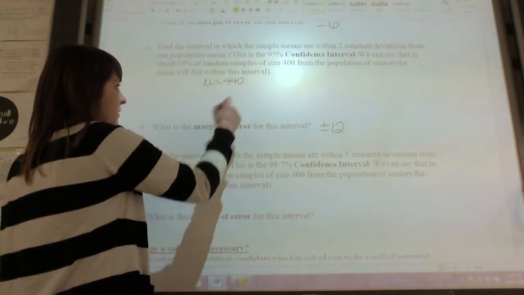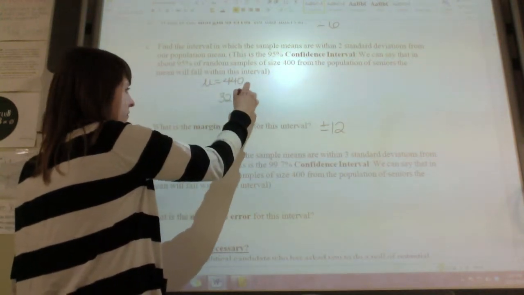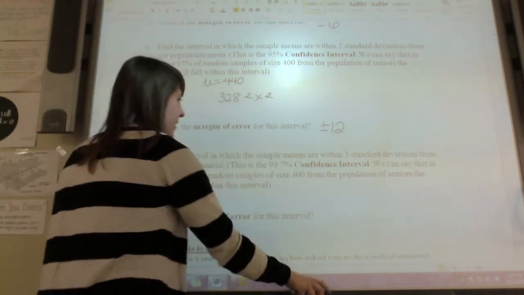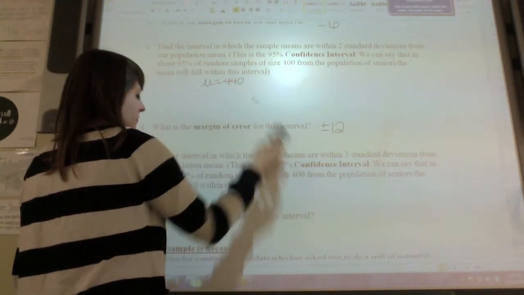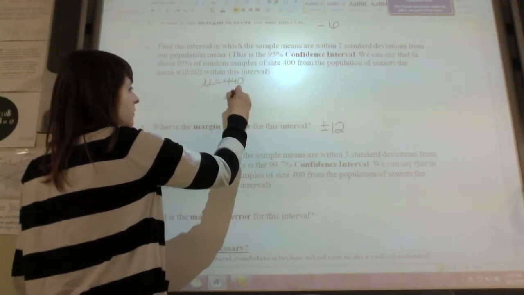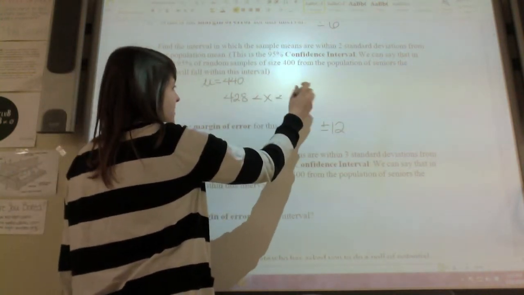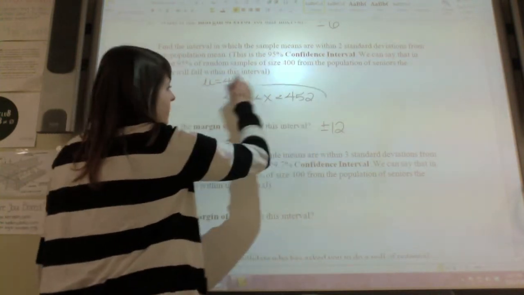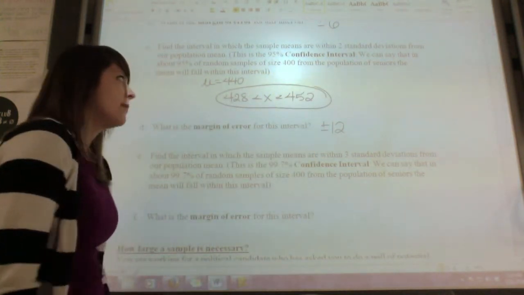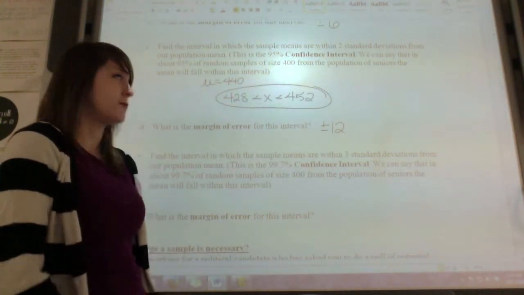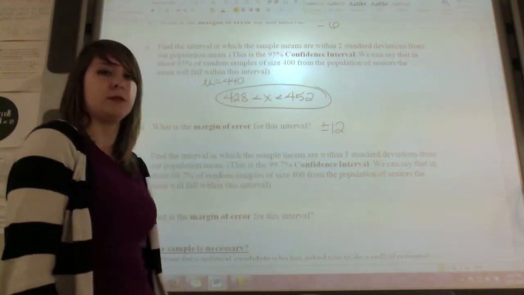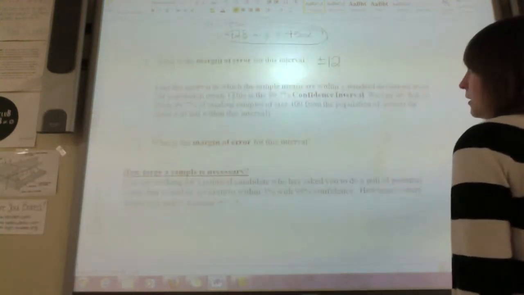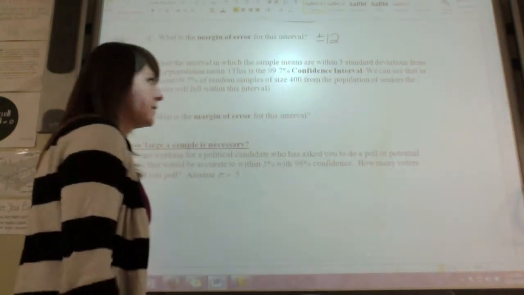So if I subtract 12, I get 428. And then if I add 12, I get 452. So if I want a 95% confidence interval, I'm going between 428 and 452, with my margin of error being plus or minus 12. All right, next up, I want 3 standard deviations from the mean.